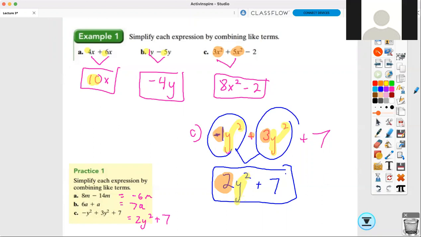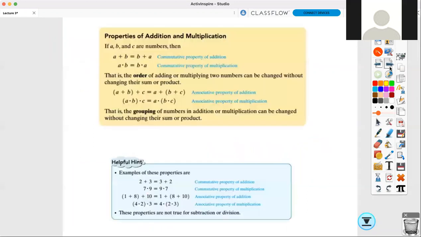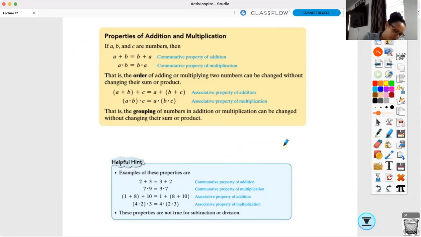All right, let's keep moving. Now, I'm going to give you guys about 5 minutes to set up these new properties and this helpful hint. I'm going to give you 5 minutes. Good luck.